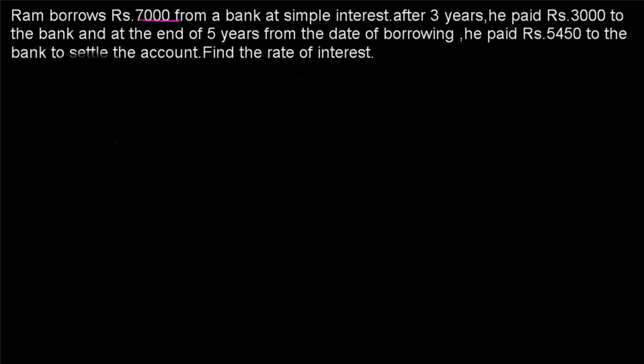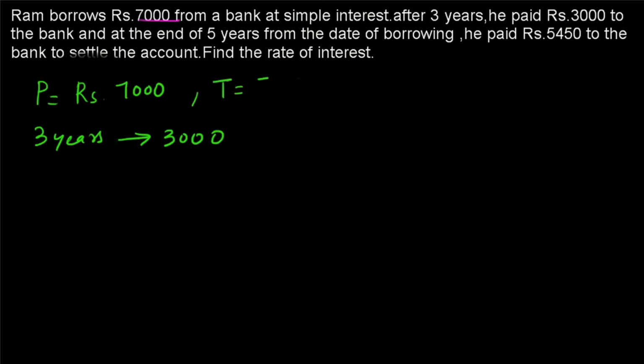Okay, so what's the question given? So Ram is borrowing rupees 7,000 from a bank. So here the principal is rupees 7,000. And after 3 years, he is paying back rupees 3,000 to the bank. Okay. So after 3 years, he will be paying back rupees 3,000. And then at the end of 5 years from the date of borrowing. So the meaning is the total time period is 5 years.